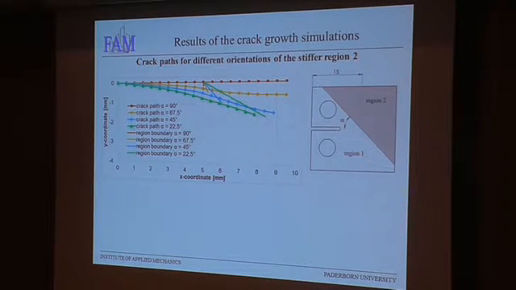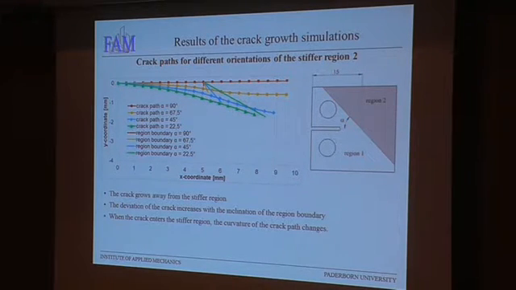Now we come to the results for the crack growth simulations. At first, the crack growth simulations for a stiffer second region. This means that the second region is stiffer than the first region. In this case, the crack grows away from the stiffer region. Here are the region boundaries, red for the angle 90 degrees and green for 22.5 degrees, and the corresponding crack paths. As you can see, the crack grows away from the stiffer region, and the deviation of the crack increases with the inclination of the region boundary.